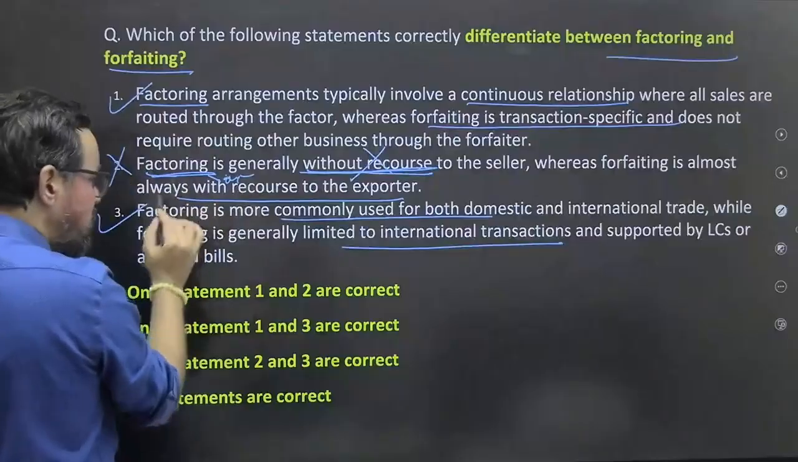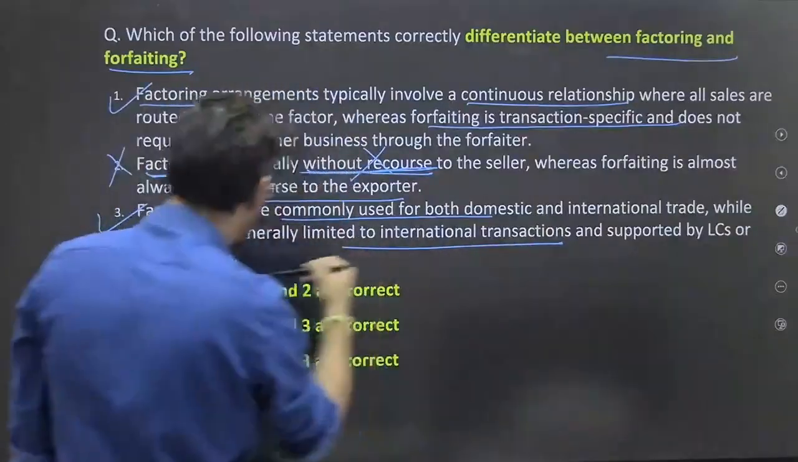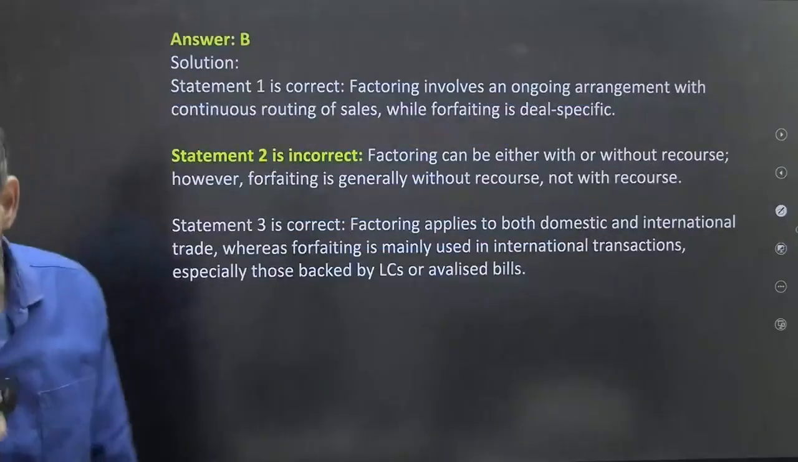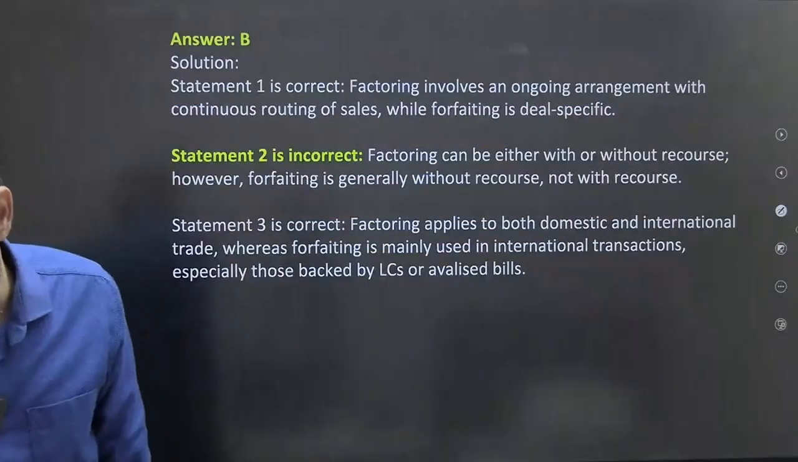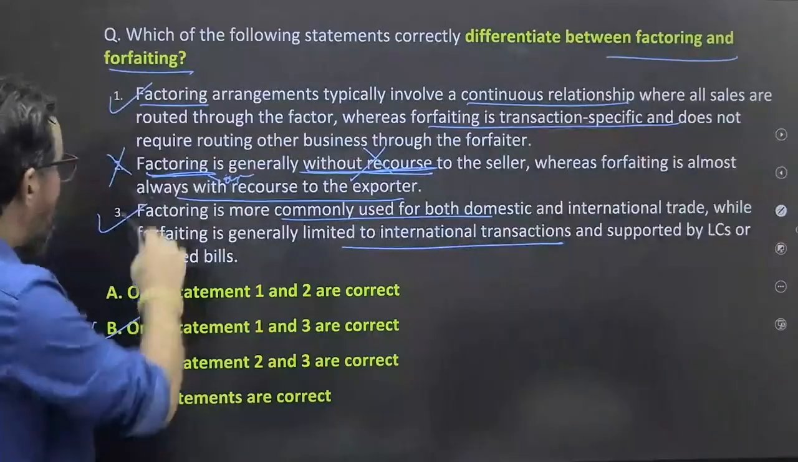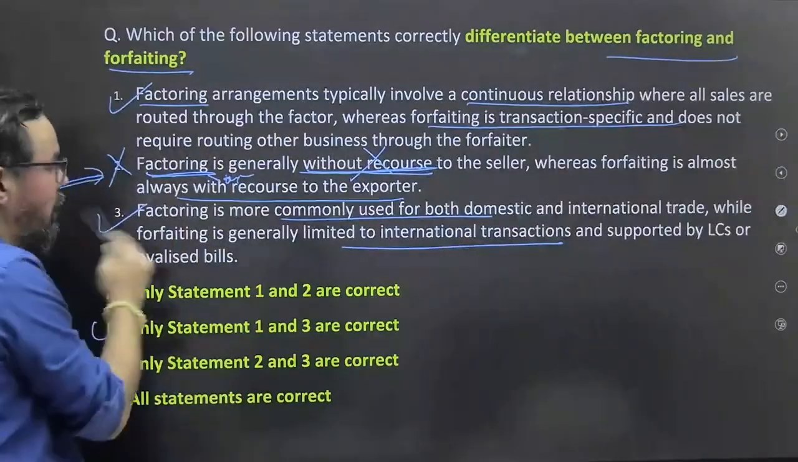So this statement is wrong. More commonly used for this, these two are correct. So 1 and 3 are correct. That means option B will be the correct answer for this particular one. Why C, Sujata ma'am? Option B will be the right answer guys. And this is wrong, so this is clearly wrong.